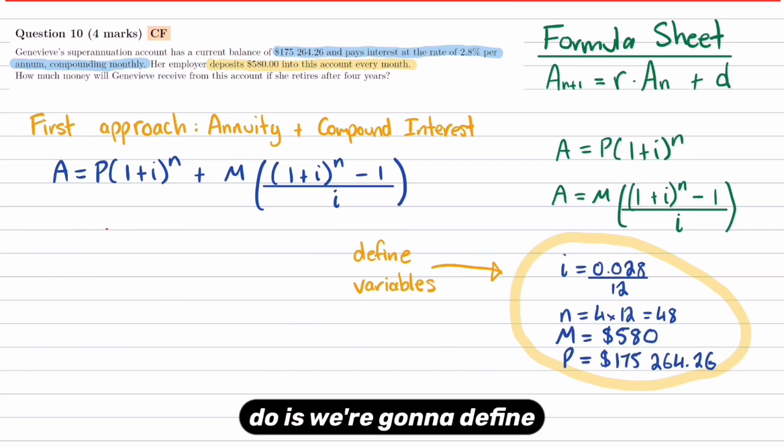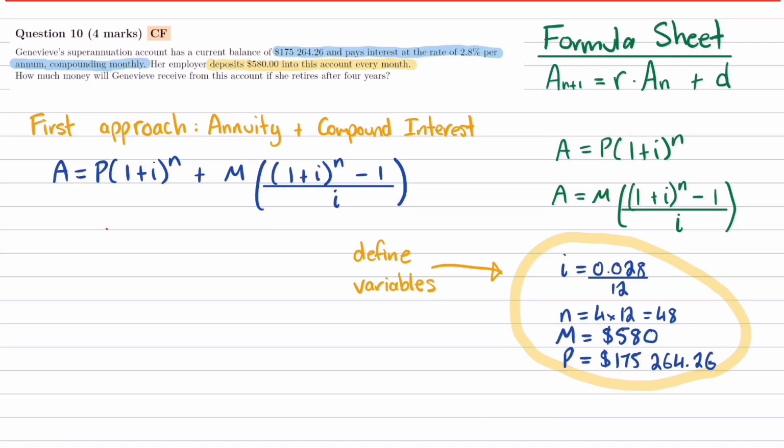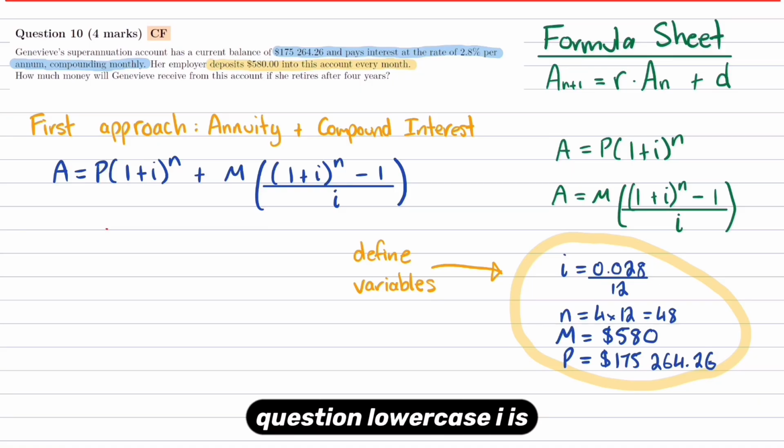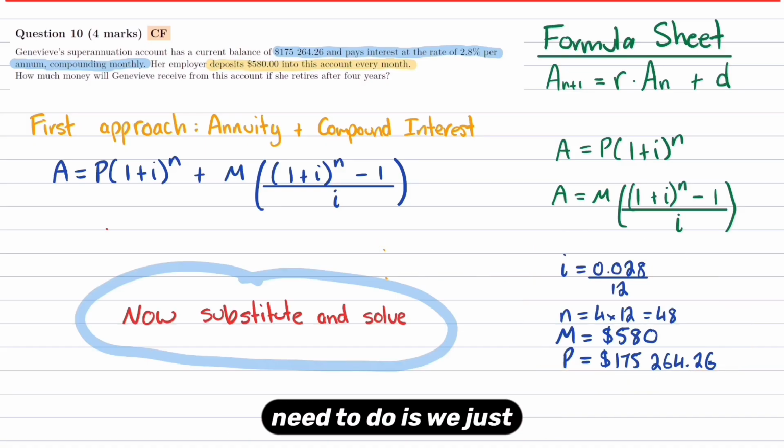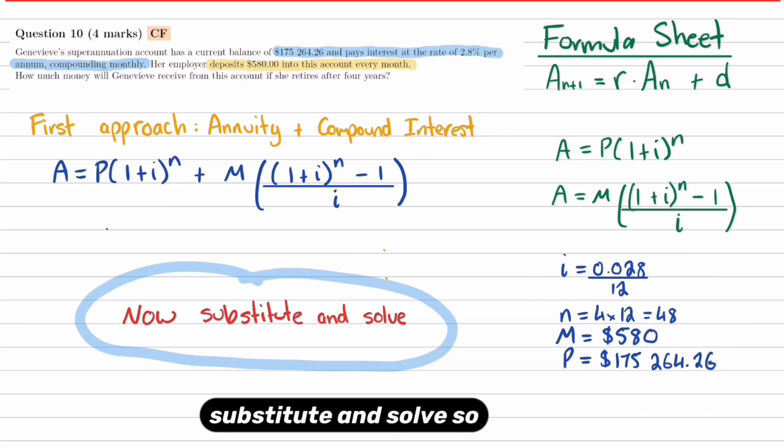So first thing we're going to do is we're going to define our variables. All of these just come straight from the question. Lowercase i is 0.028 over 12, which is just the interest rate as a decimal per compounding period. n is 4 times 12 because we've got 4 years and it's monthly. M is 580, which just comes straight from the question. And the principal, or the starting amount, is $175,264.26.